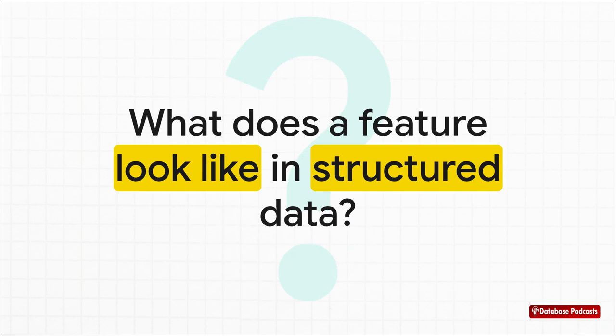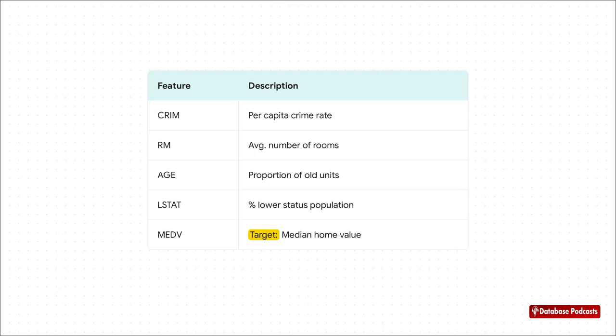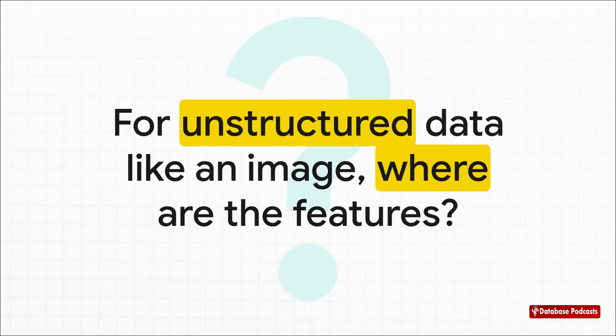Okay, I know measurable property still sounds a little bit abstract, so let's bring this back down to earth. What does a feature actually look like in the kind of structured data we see every day? Let's use a classic example, the Boston housing dataset. In this table, every column is a feature. CRIM is the crime rate, RM is the average number of rooms. You get the idea. Each one is a signal that the AI can use to predict the final house price. So here's the big takeaway. In structured data like this, your database columns are the AI's features. Simple as that.